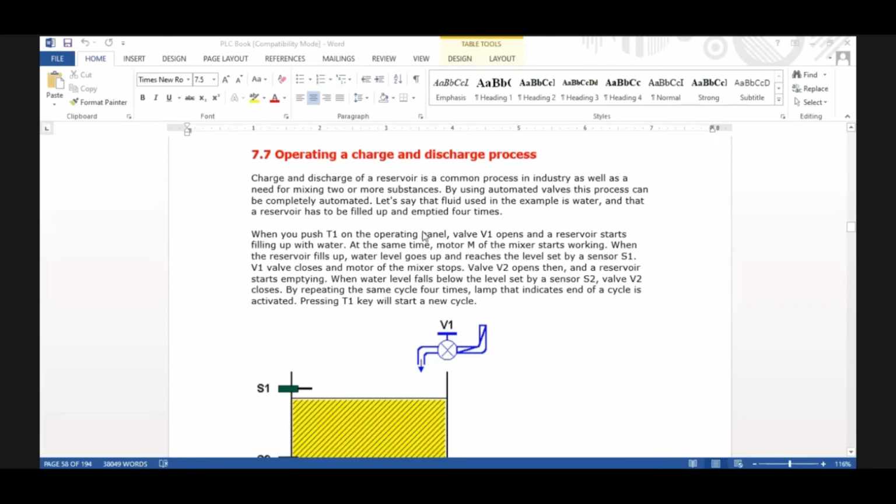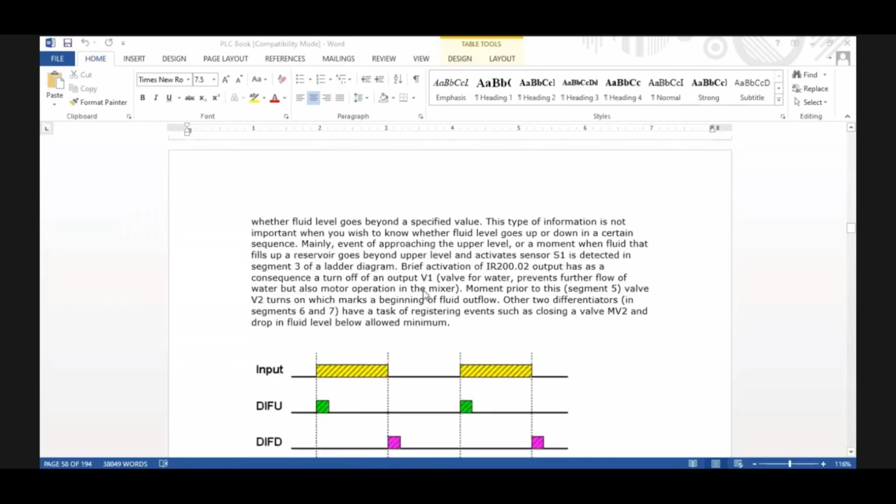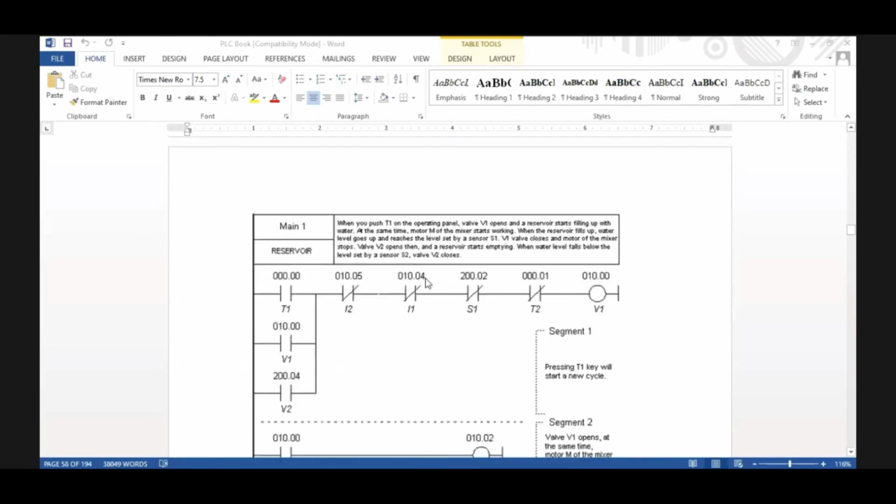The text says when you push T1, V1 opens the reservoir and starts filling up. The motor starts spinning at the same time as V1. When the level reaches sensor S1, the valve closes and the motor or mixer stops. Then a valve opens and the reservoir starts emptying, and when it falls below S2, the valve closes. By repeating the same cycle 4 times, a lamp that indicates the end of a cycle is activated. Pressing T1 starts a new cycle. So it goes over the process 4 times, and then gives an example program. Let me go to the program and discuss some things that are there.